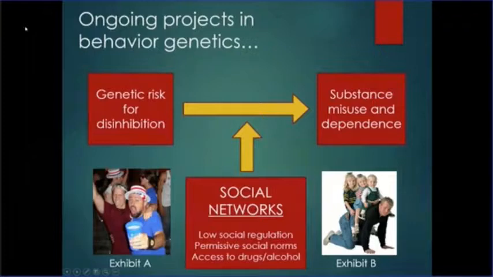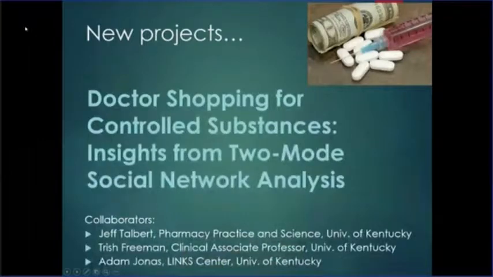Conversely, if you are genetically at risk, but you have these sort of optimal social networks, then you essentially have no phenotypic risk despite having genetic risk for these outcomes. So that's sort of other things that I do.